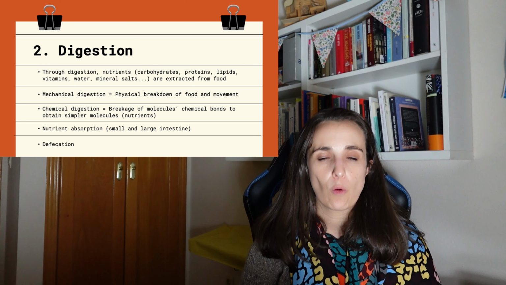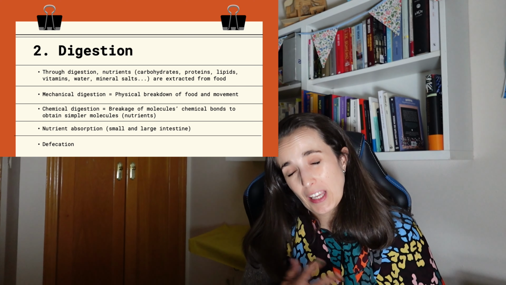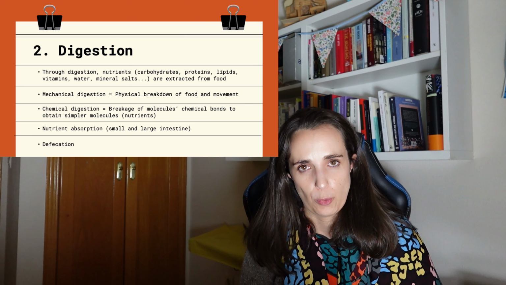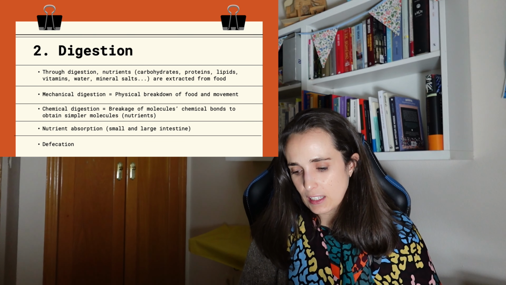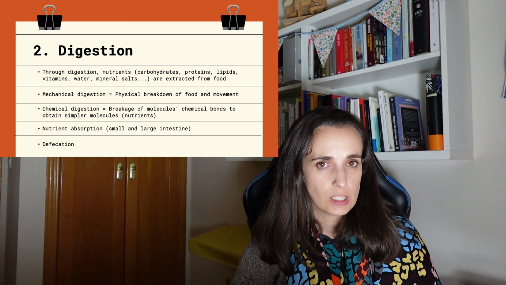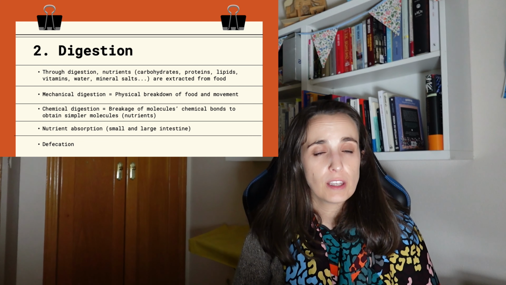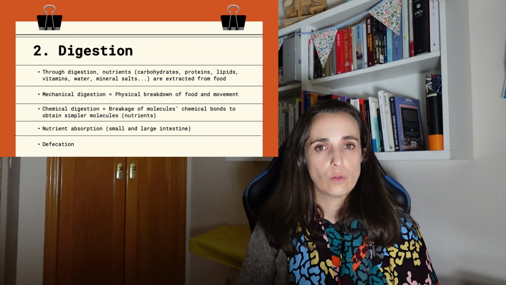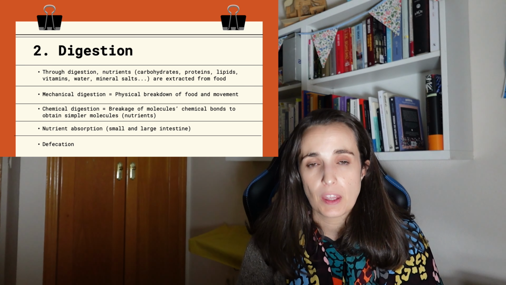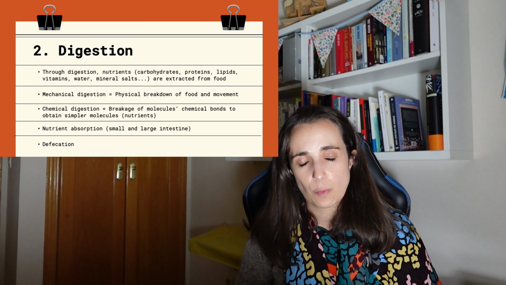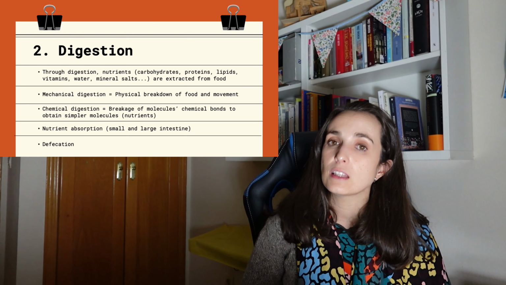And finally, when we can't get any more nutrients from the food, we have the defecation process. Remember that this is not done by the excretory system, which are the kidneys. That is just urine, and the defecation is feces, and it's done by the digestive system, even if we can consider this a type of excretion, but not performed by the excretory system, but the digestive system.